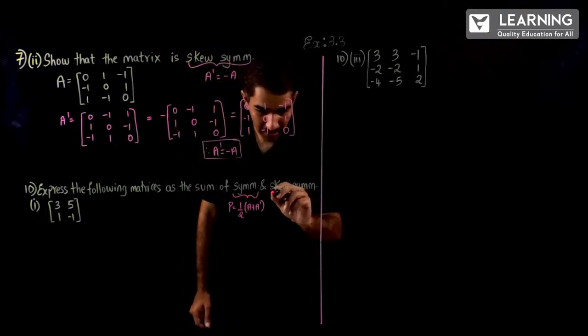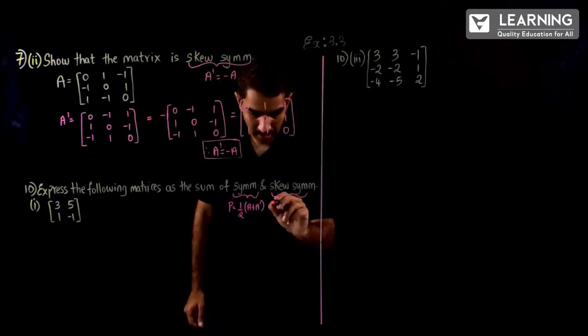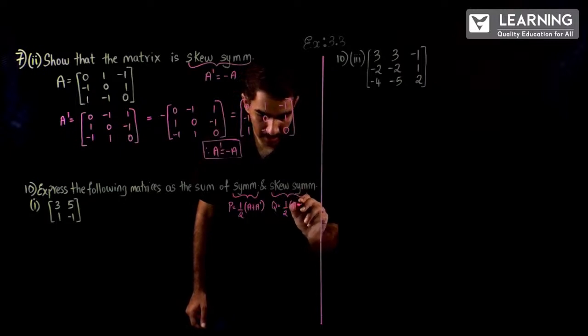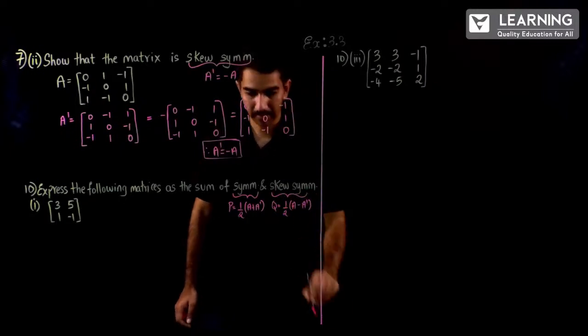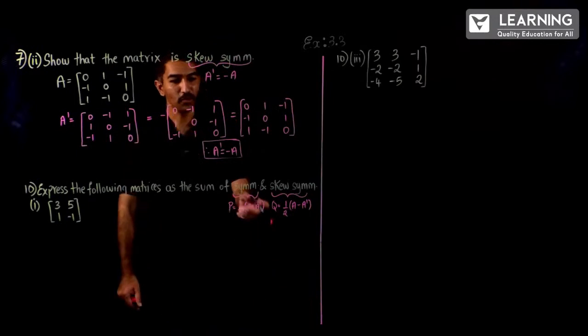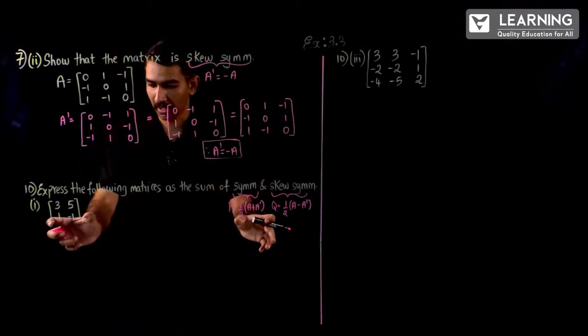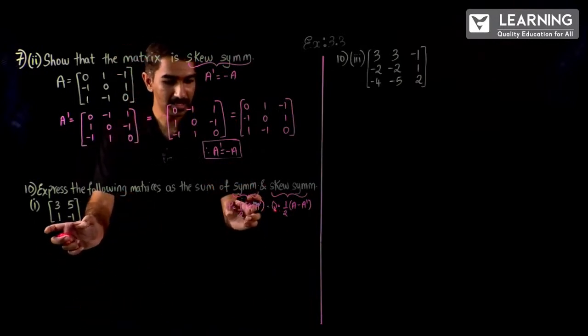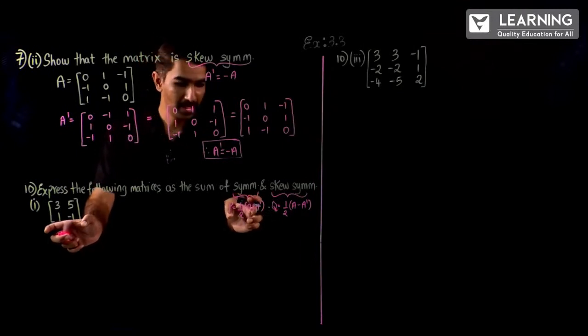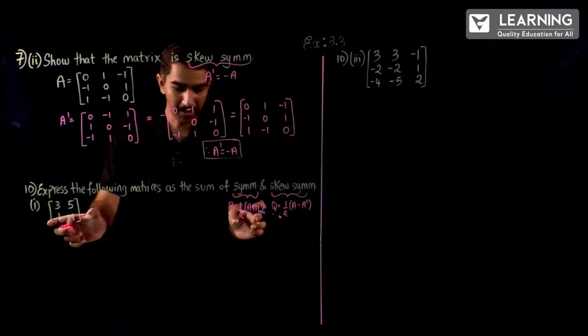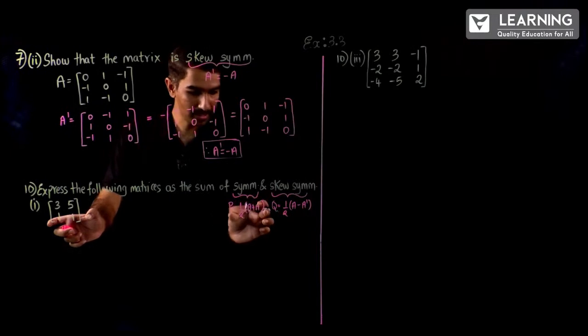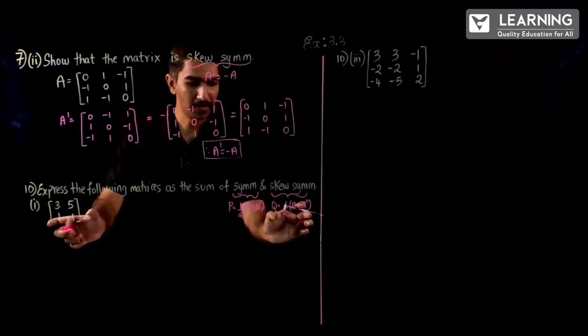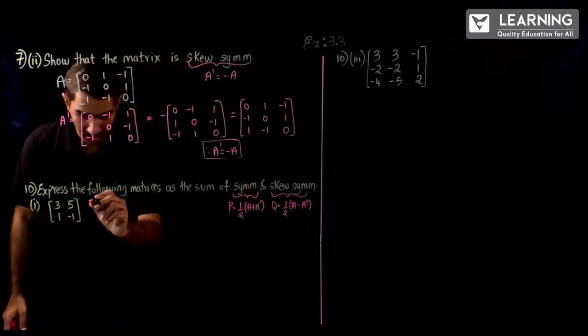For the skew symmetric matrix, how do we express it? Let us take Q here, 1 by 2 of A minus A dash. So this is how you have to express a matrix. This is the given matrix, right? Let us take this matrix as A. Now you have to express the given matrix in the form of a symmetric matrix using this, and a skew symmetric matrix. So we'll start with the solution here.